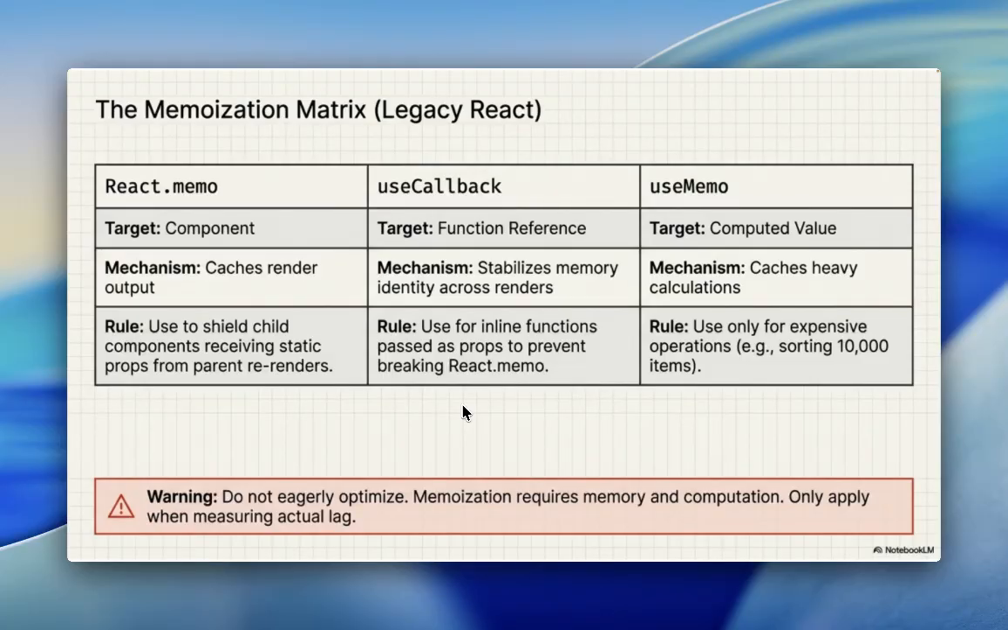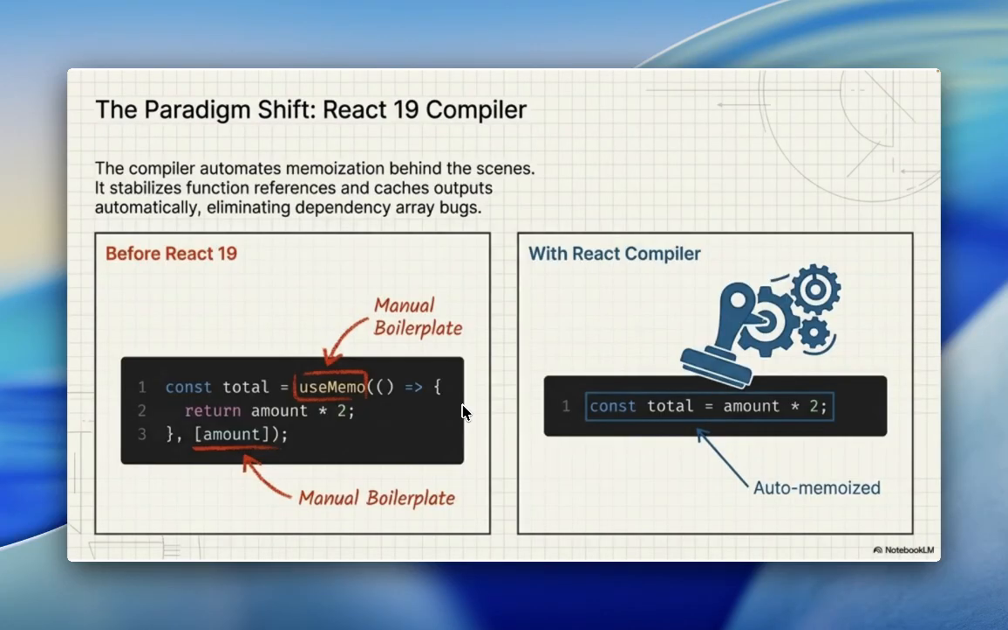Rule: used to seal a child component receiving static props from a parent re-render. Rule: used for inline functions passed as props, to prevent breaking React.memo. Rule: use only for expensive operations, for example sorting 10,000 items. Warning: do not eagerly optimize. Memoization requires memory and computation, so only apply it when measuring actual lag.